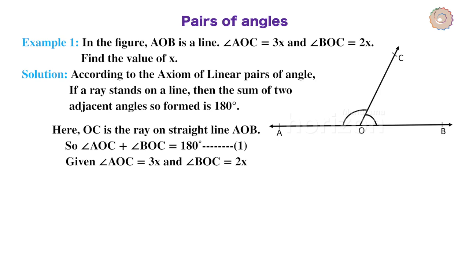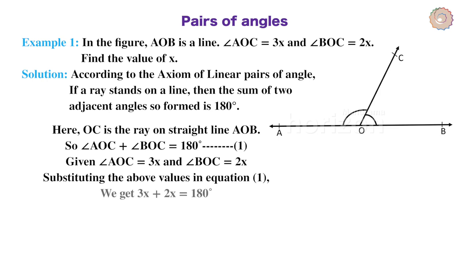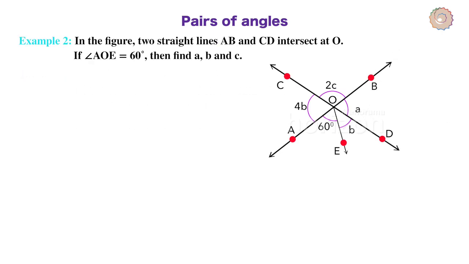Given angle AOC equals 3x and angle BOC equals 2x, substituting the above values in equation 1, we get 3x plus 2x equals 180 degrees, which implies that 5x equals 180 degrees. So, x equals 180 by 5, that is 36 degrees. Now, let's see the next problem. In the figure, two straight lines AB and CD intersect at O. If angle AOE equals 60 degrees, then find A, B and C.